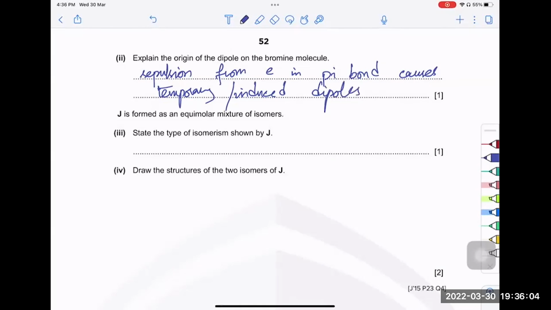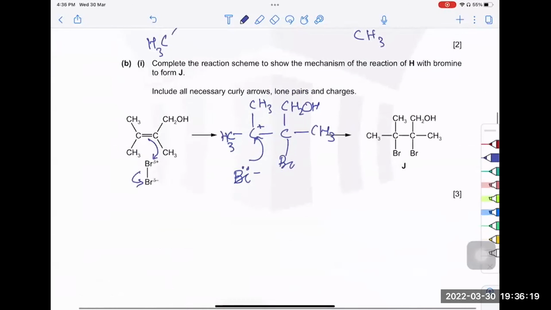Okay, J is formed as an equimolar mixture of isomers. Equimolar means that both of them are equal in amounts and moles, and the reason could be that they have equal chance of being made. State the type of isomerism shown by J. What is J? That's J. Let's look at J. J has a chiral center. On one side it's methyl, on the other side it's the carbon with two methyls and bromine. On one side it is CH2OH, and on the other side it's bromine. So this is a chiral center.